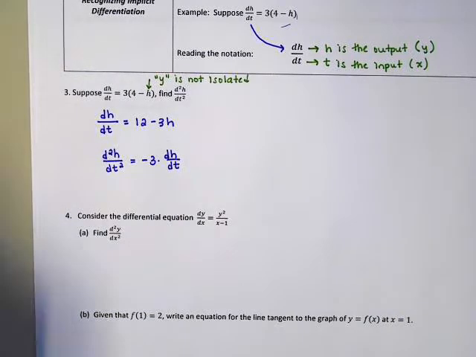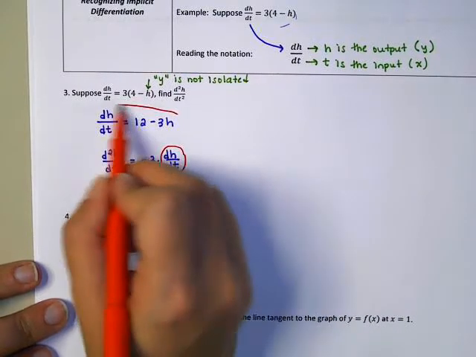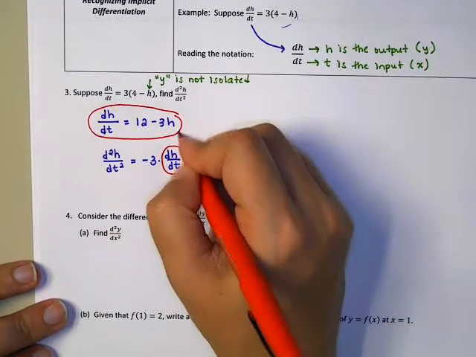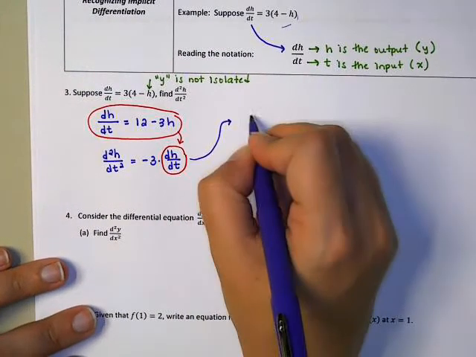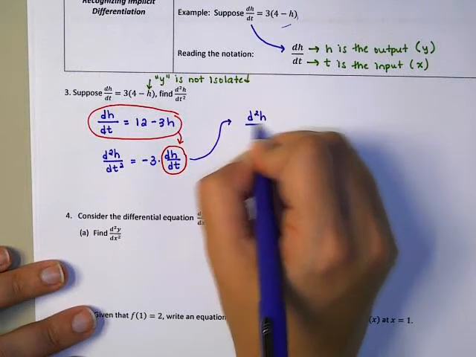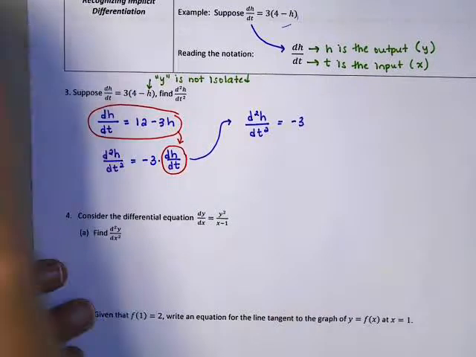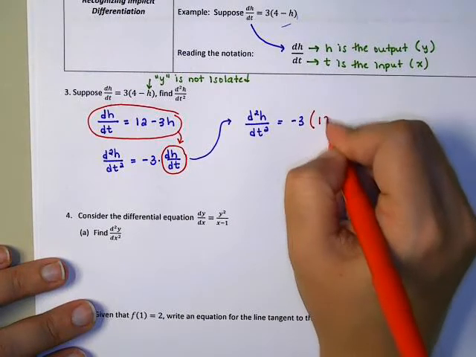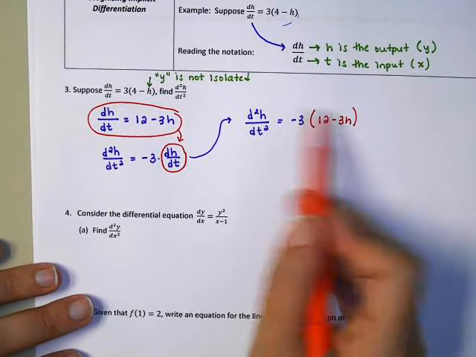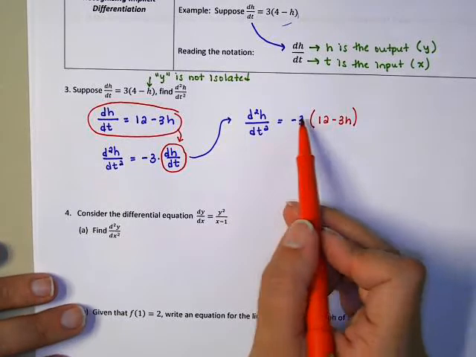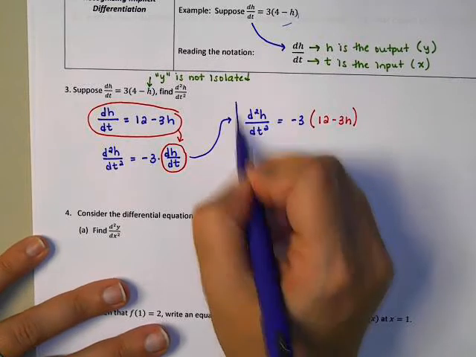Now just like in my previous problem, I know dh over dt. I have it right here. So I'm just going to replace that in this equation, just like I replaced the dy over dx in the previous example. So d squared h over dt squared equals negative 3 times, and I'm going to replace that with 12 minus 3h. Now you can leave your answer like this. You could, if you wanted to, distribute the negative 3. It doesn't really matter, but this at the end of the day is your final answer.